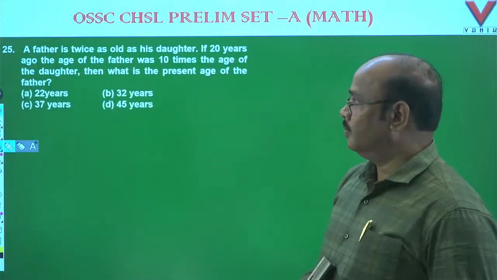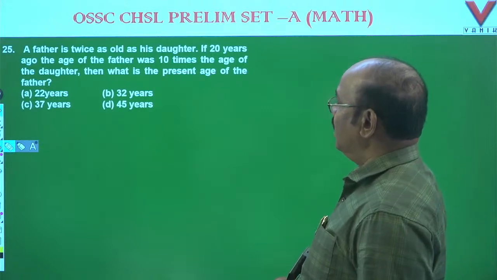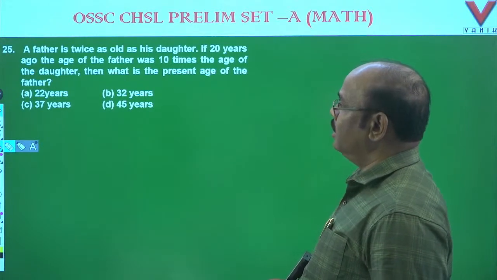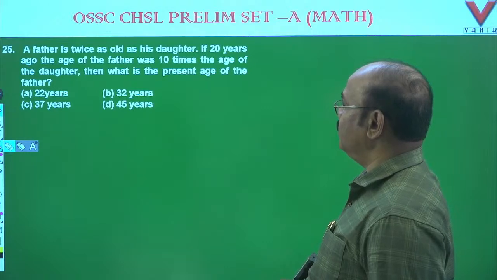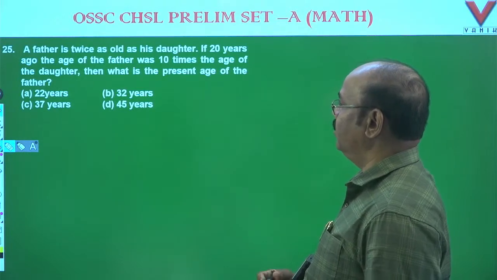Next question. A father is twice as old as his daughter. If 20 years ago the age of the father was 10 times the age of the daughter, then what is the present age of the father?